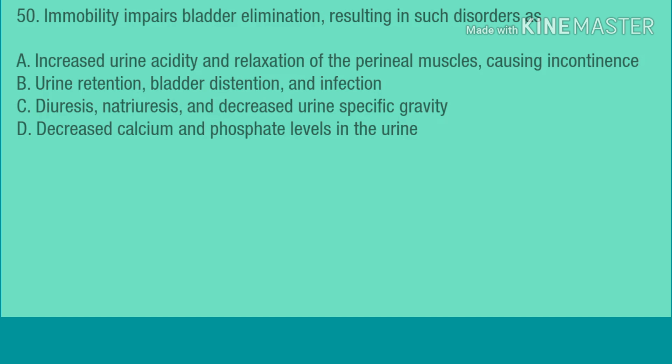Increased urine acidity and relaxation of the perineal muscles, causing incontinence. B. Urine retention, bladder distension, and infection. C. Diuresis, natriuresis, and decreased urine-specific gravity. D. Decreased calcium and phosphate levels in the urine.